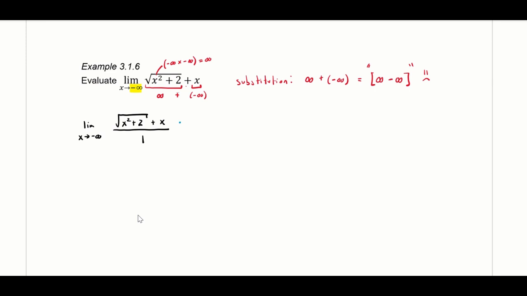So I'm going to take my numerator and multiply it by the conjugate of the piece with the square root. And remember, the conjugate is going to be, in this case, we have this x squared plus 2. I'm going to keep that as a plus because it's under the square root, but I'm going to change this plus to a minus. That's the conjugate of that numerator. And I'm going to do the same thing to the denominator, square root of x squared plus 2 minus x.